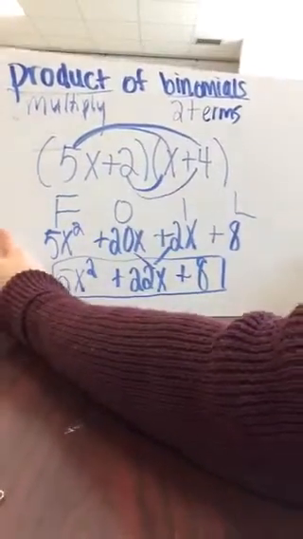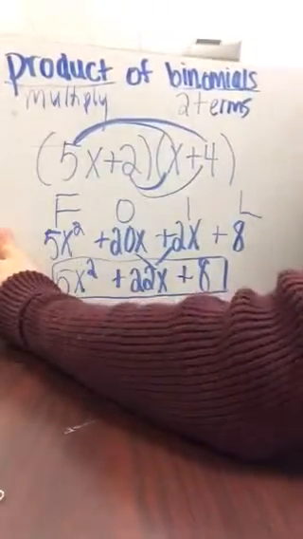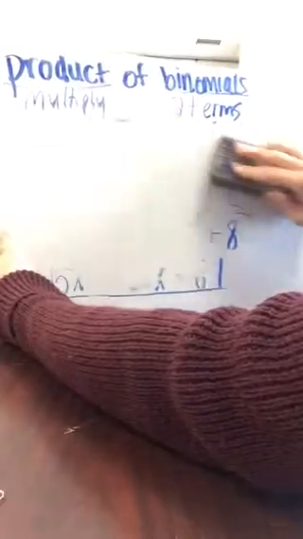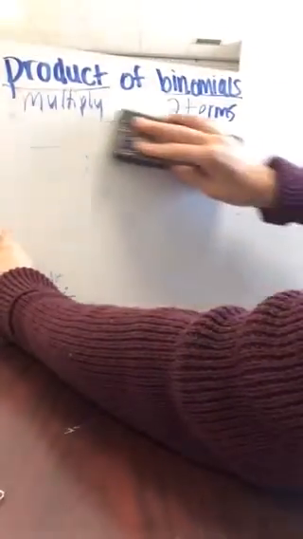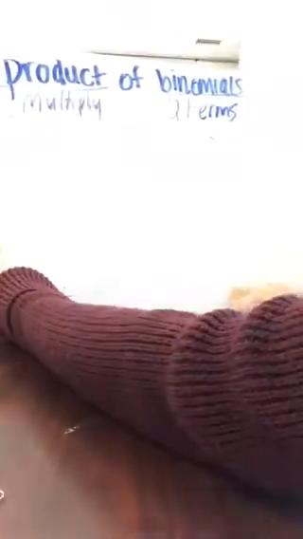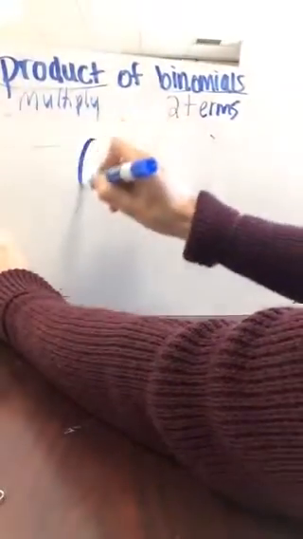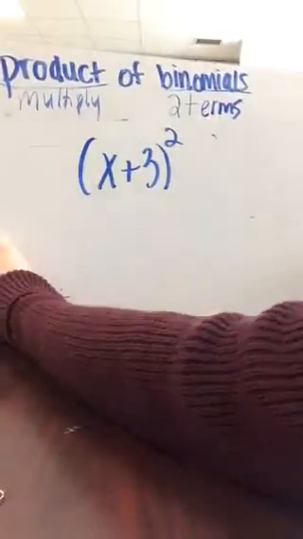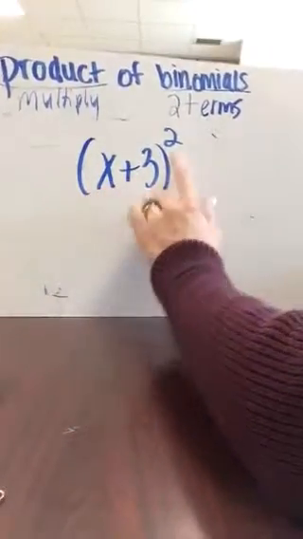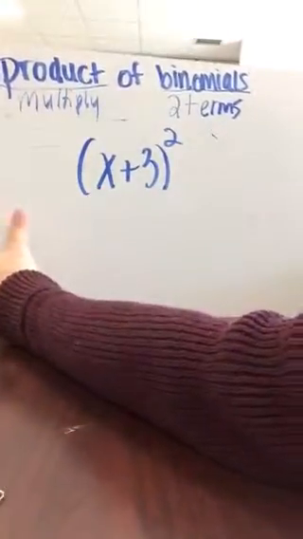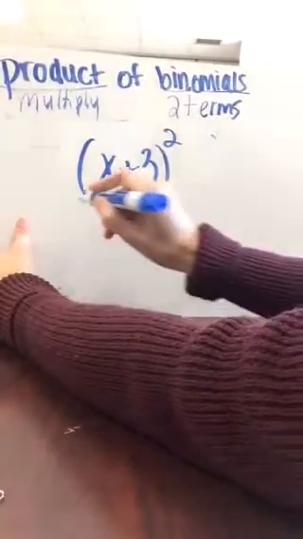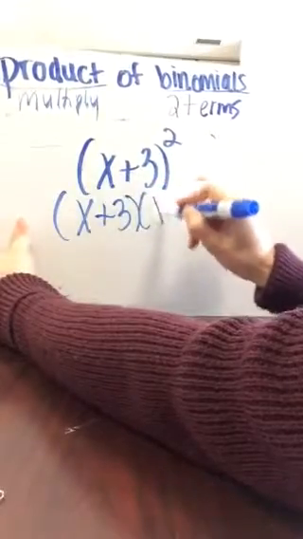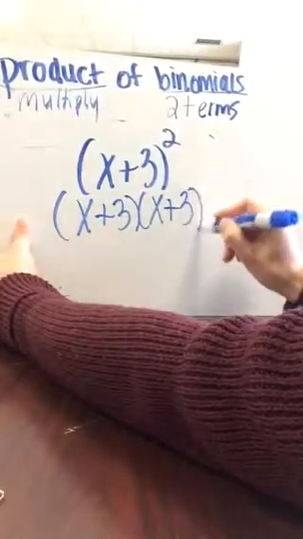Now, they could also ask you a similar question like this. They might have something like this, which is still a very similar type of question. They have a binomial raised to the second power. Now what you have to do when you see something like that is you have to write it twice, because the exponent of 2 means that you have 2 of them.